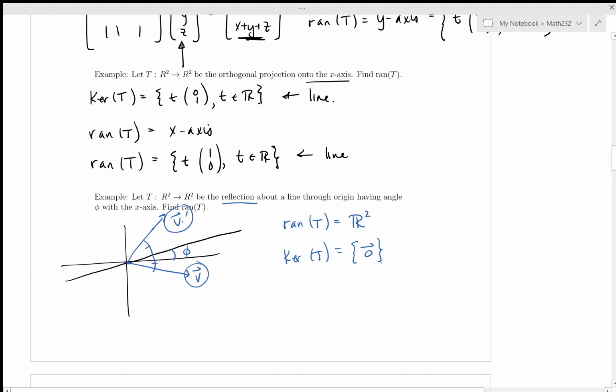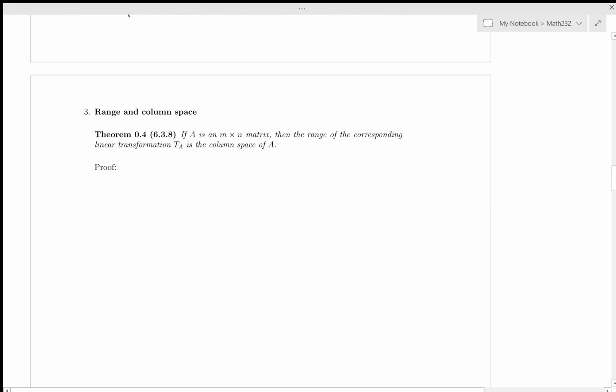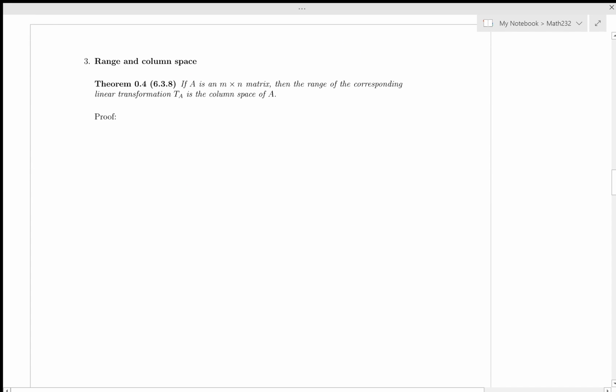All right, so we can actually be a little bit more methodical about this than just looking at it geometrically, and we'll have a couple of theorems that allow us to get the kernel and the range without necessarily drawing a picture and thinking about which vectors are going where. And that first one of those is that the range of a linear transformation defined by a matrix is the column space of A.